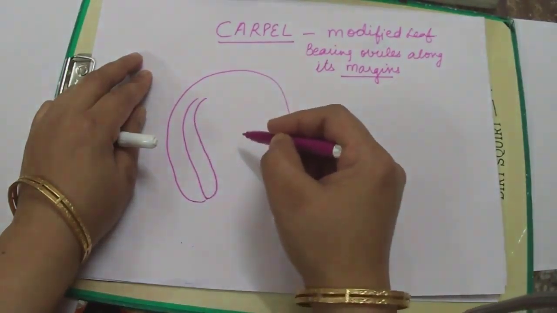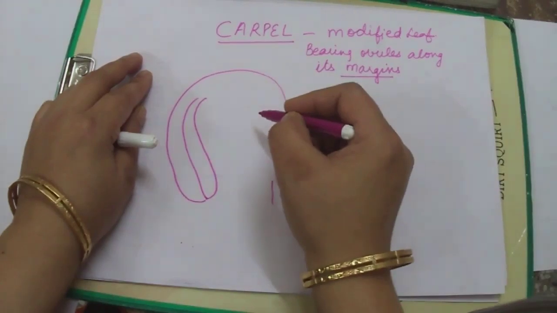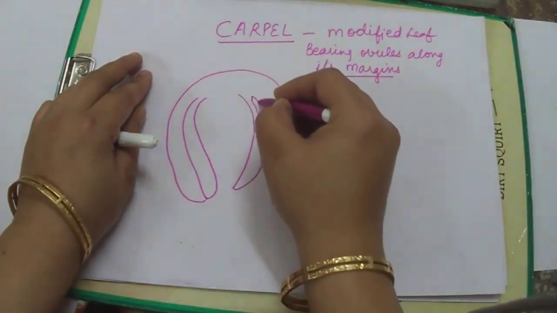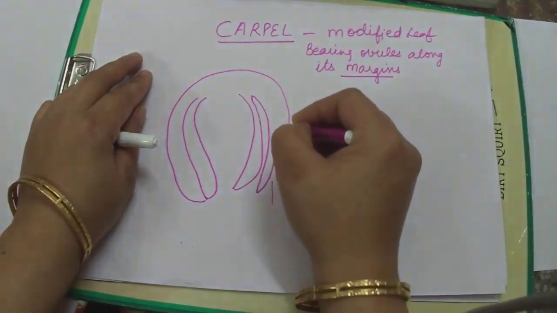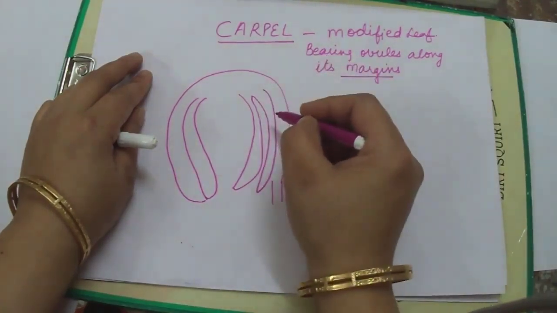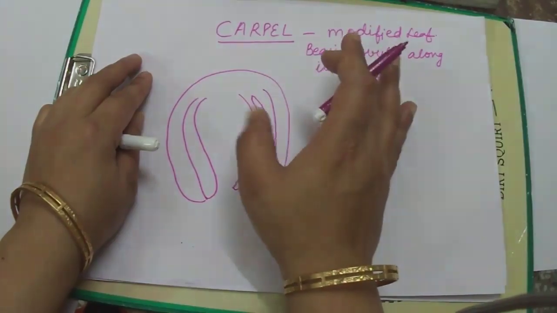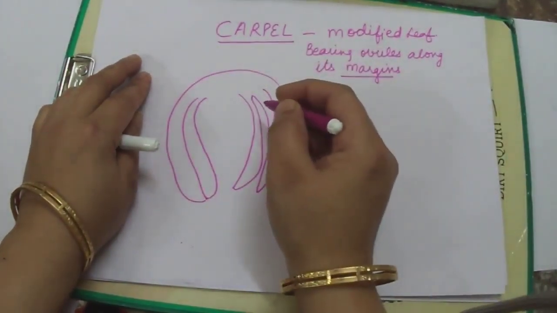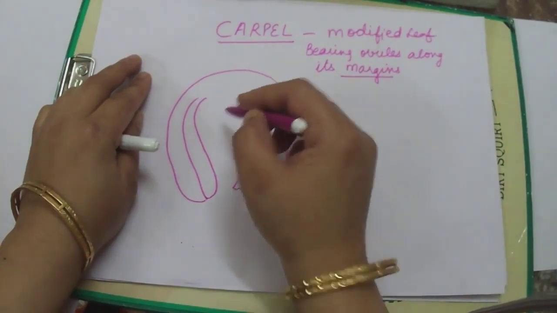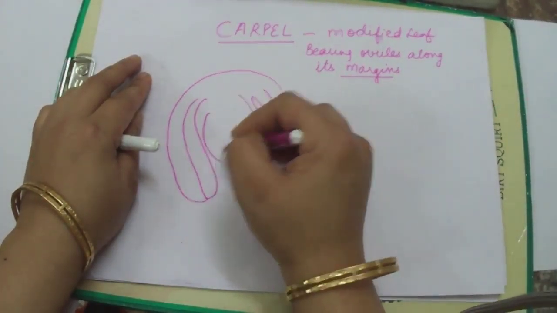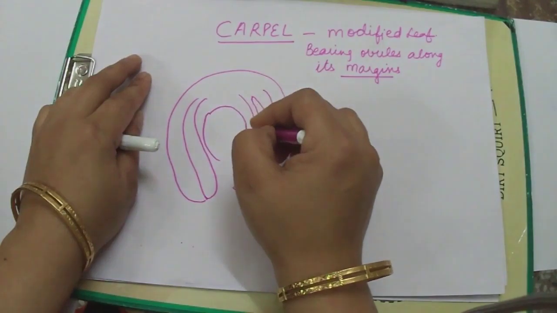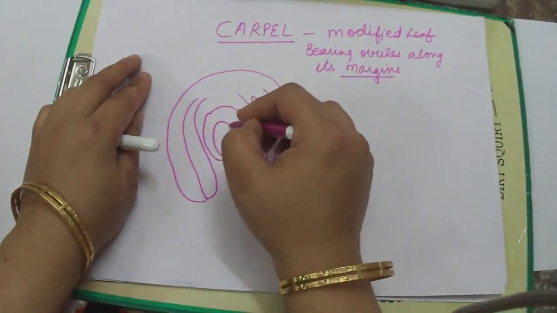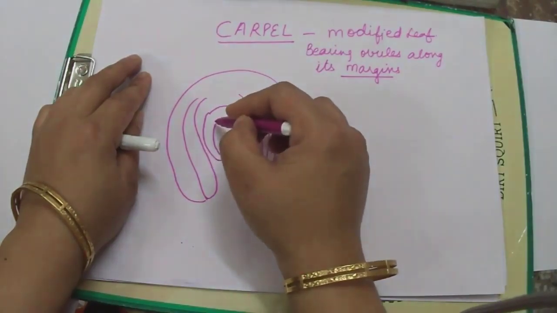The ovule is an integumented megasporangium in which the meiosis and the megaspore formation takes place. It develops into a seed after the fertilization. Here I am drawing the structure of the ovule.